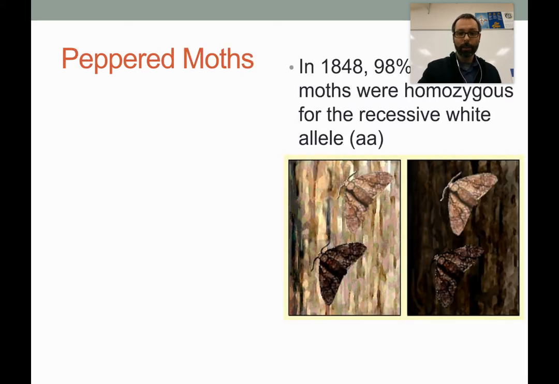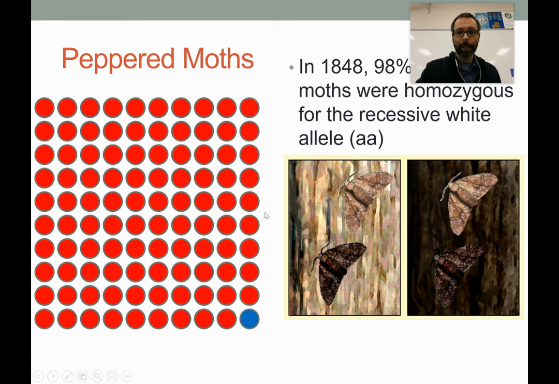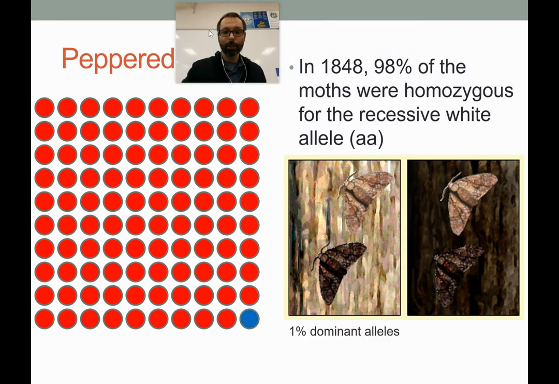And so then I know that in 1848, 1% of the alleles in the population were dominant, and the other 99% of the alleles were recessive, right? So that's not a lot of genetic diversity, by the way, at least for this one trait. Everybody is the same for the most part. But still, there are those variations out there occasionally, right? And that's all we need. All we need for natural selection is for there to be at least some variation happening.